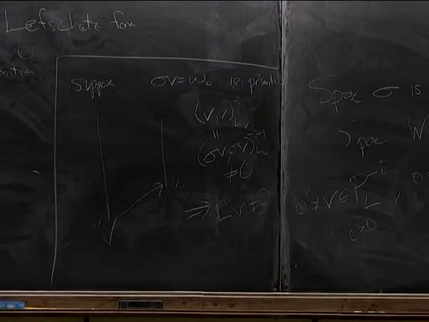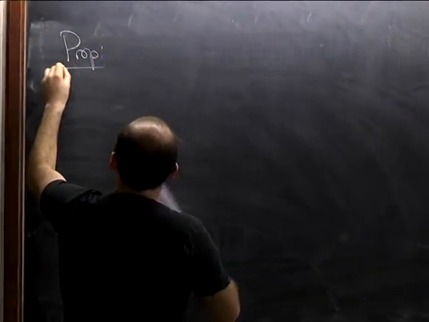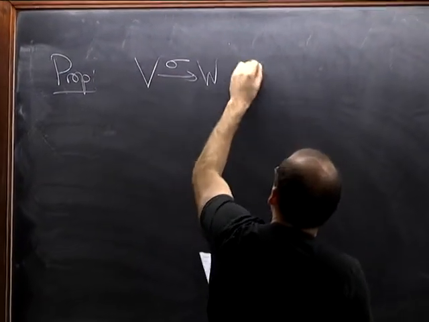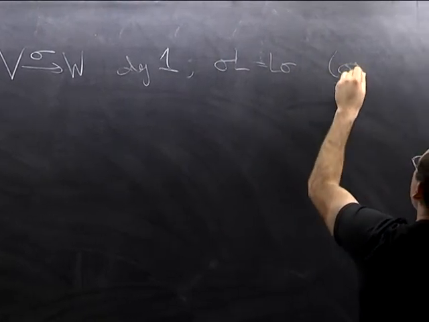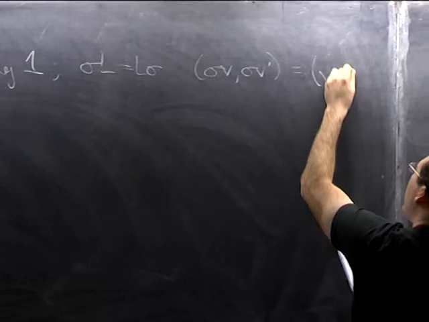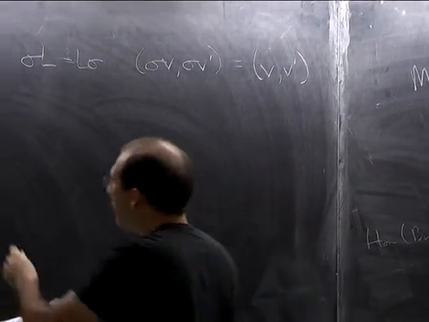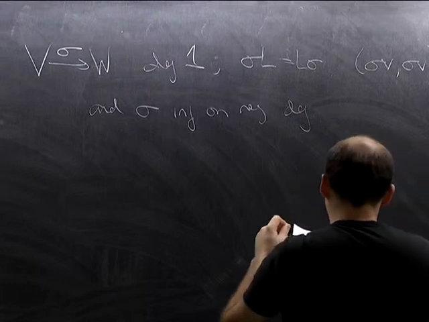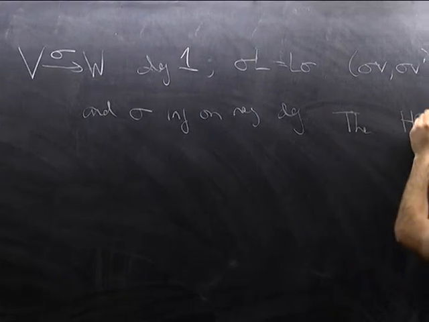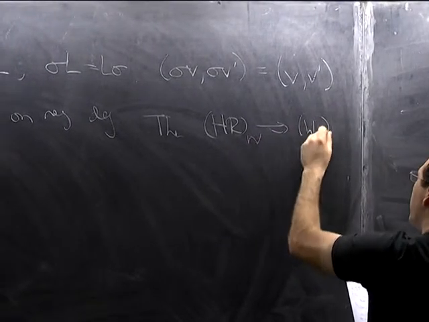Now I can state this in a proposition. So this is our beautiful inductive argument. This is how we bootstrap one thing to another. So the proposition is that if V sigma W is degree 1, commutes with L, commutes with the Lefschetz form, okay? And sigma is injective on negative degrees, then HR for W implies HL for V.